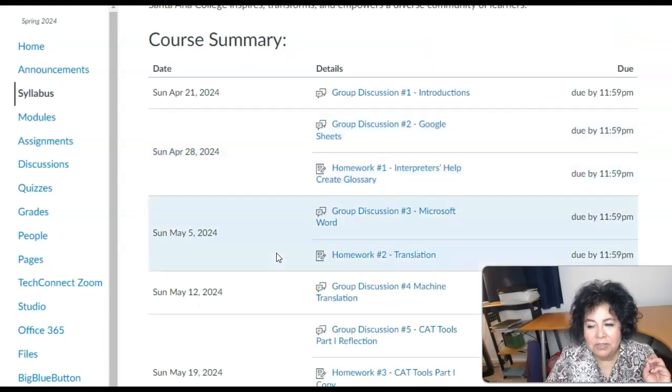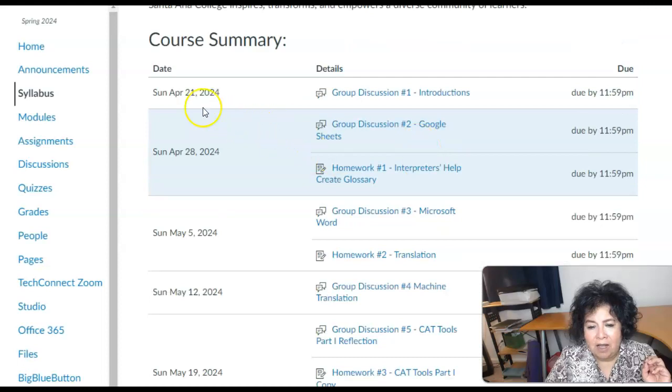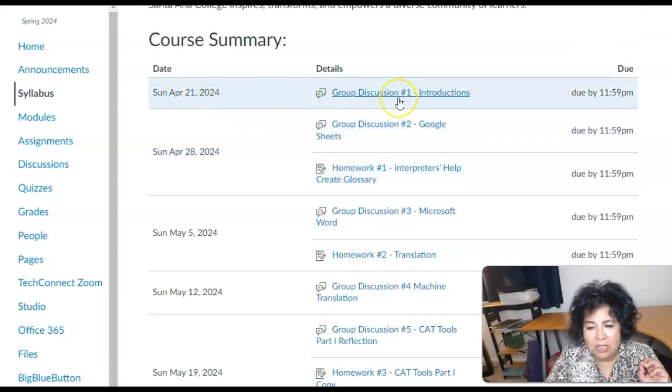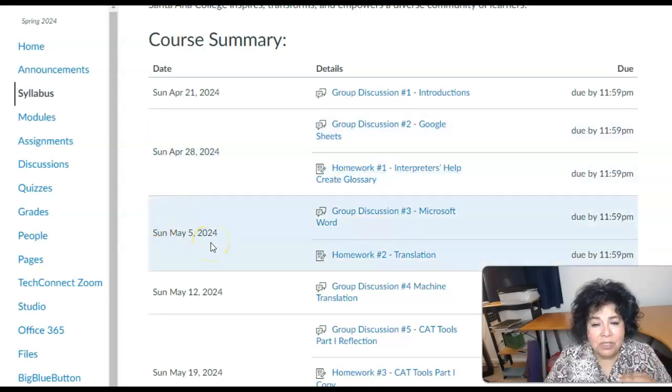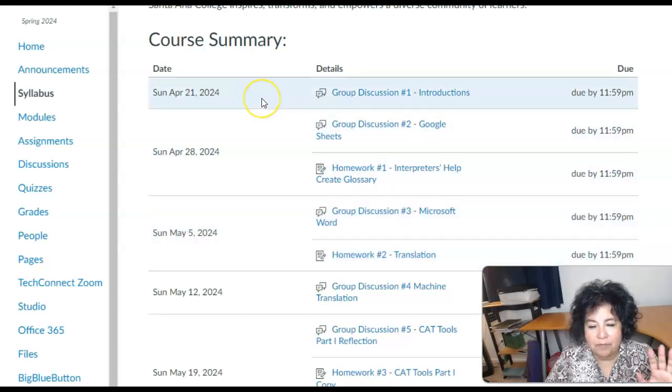Okay, so here you could see the different dates. For the first week, you only have a group discussion. For the second week, you have a group discussion. You're going to be doing a Google Sheets in your group, and then you're going to do a glossary. So as you can see, it's not very heavy in terms of assignments, because the takeaway here is that you become an expert.